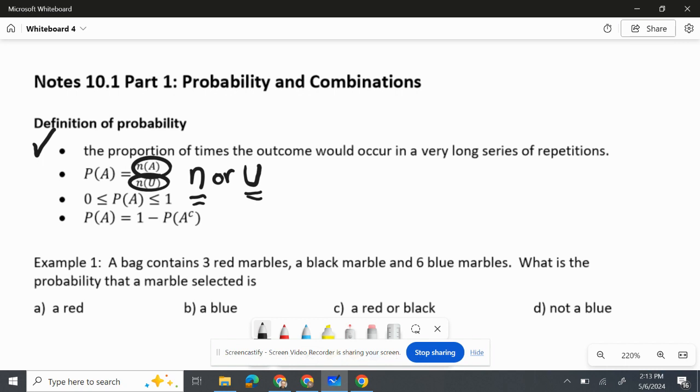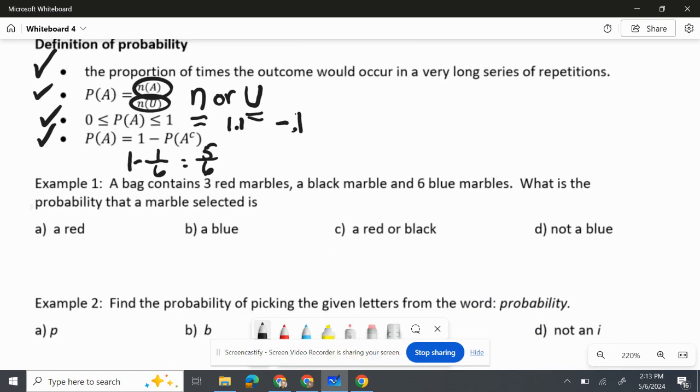All probabilities are in between 0 and 1, so you can't have 1.1. You can't give 110%. You also can't give negative 10%. So it always has to be in between those two numbers, 0 and 1. And we're going to talk about the complement more later. But if the probability of an event is 1/6, then that means the complement would be 5/6. So that's what we're talking about when we mean complement.